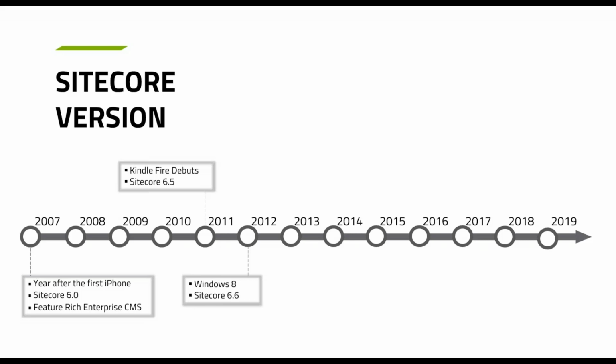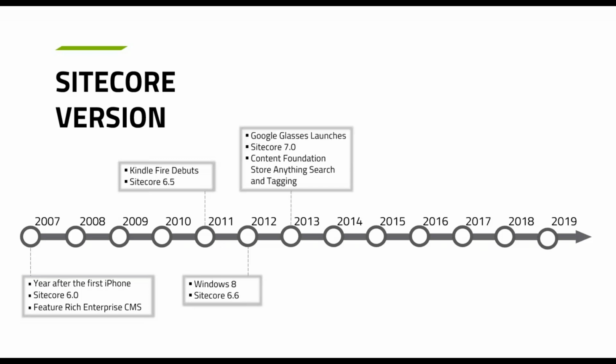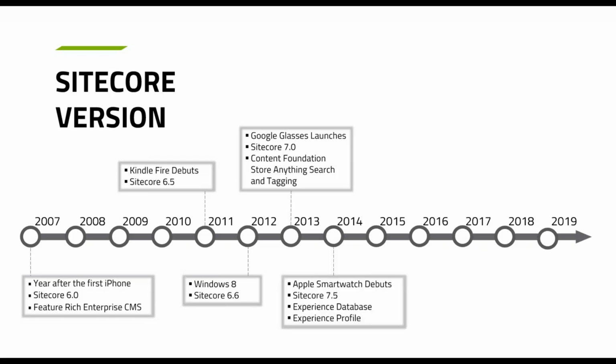You get 2012, we get Sitecore 6.6, and a continuation of maturing of these marketing ideas as part of a CMS application. We kind of jump a couple of years to 2014. We start getting notifications on our wrist via the Apple smartwatch, and Sitecore releases Sitecore 7.5.